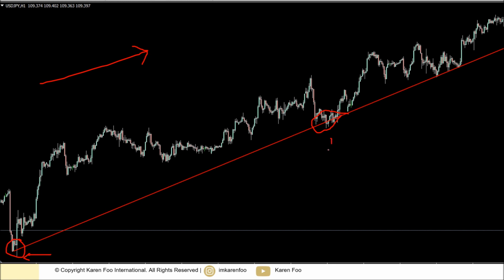Then the second point, it can be touching more wicks than bodies. You don't have to be too fixated like, okay, every time when I draw a trend line, it has to cross the body all the time. You need to draw the best fit line. That's the most important thing. So you can see over here, I drew it based on the wicks rather than the bodies. Like I said, draw the best fit line.